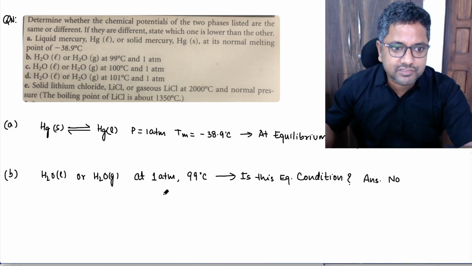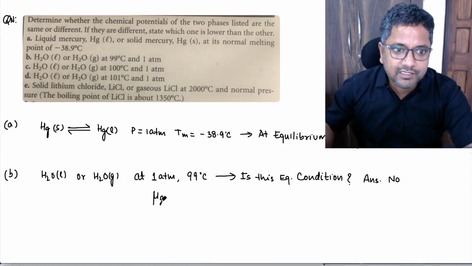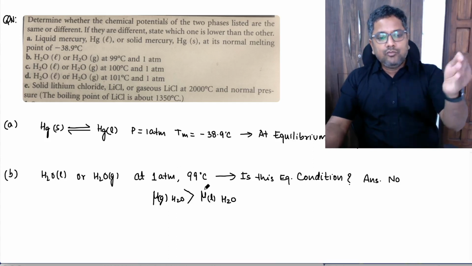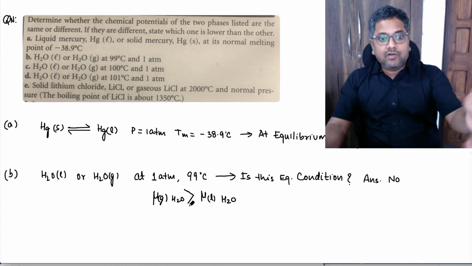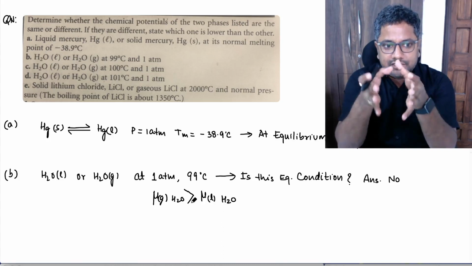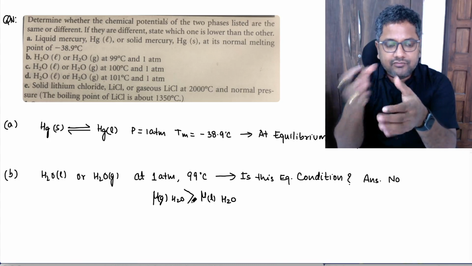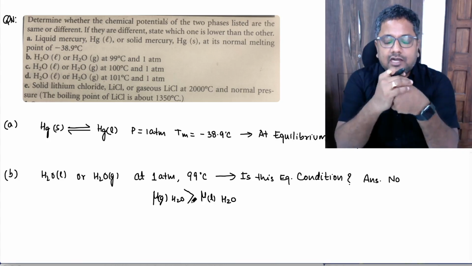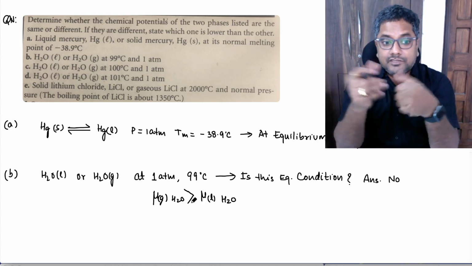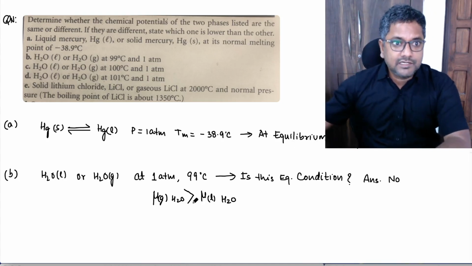So you can say under this situation, the chemical potential of gas H2O is more than the chemical potential of liquid water. So under this condition, more and more vapor will convert into liquid. If you have taken water vapor and liquid water together at 99 degrees Celsius, there is more tendency for vapor to convert into liquid. So the chemical potential of gaseous water is more than that of liquid water. This is a very good and very important case.